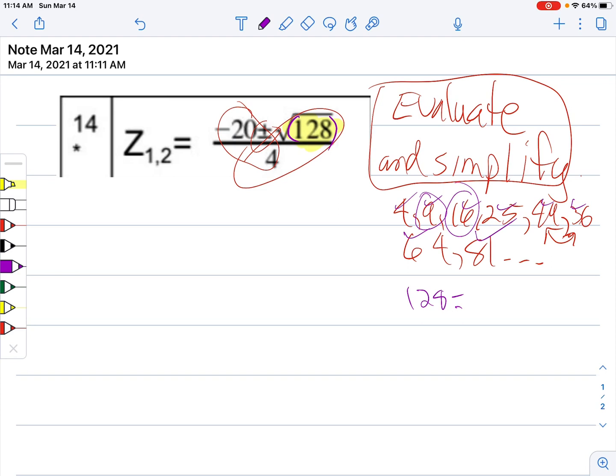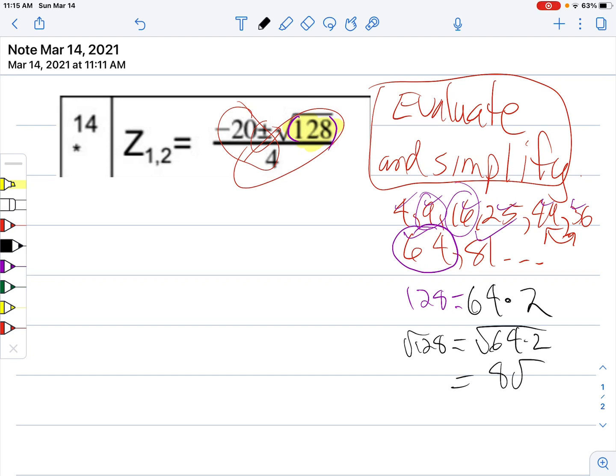But if I keep going through, there's a really obvious one here. 64 is an obvious one because this is 128, and 64 times 2 is 128. 6 times 2 is 12. 4 times 2 is 8. So I know that 64 is a common factor. So I know that 128 equals 64 times 2. In other words, the root of 128 equals the root of 64 times 2, which equals 8 root 2.